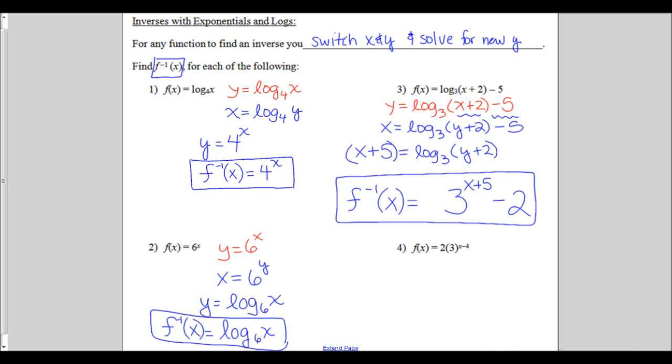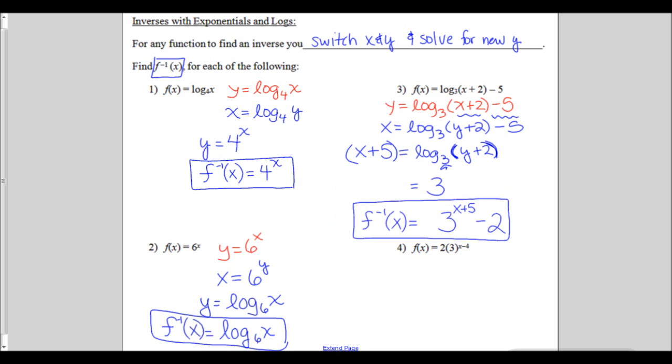So the base stays the base, so this 3 stays the 3 in my answer. What used to be inside the logarithm would then move over and be by itself. I rewrote that there. So the y plus 2 is now over on the other side by itself, and the x plus 5 that used to be by itself is now in the exponent. The only problem with this is my y isn't by itself yet, so I need to subtract 2 from both sides to get that y by itself, and that's how my 2 wound up on the outside. You can do it either way, just think about it logically, or go through the steps algebraically.